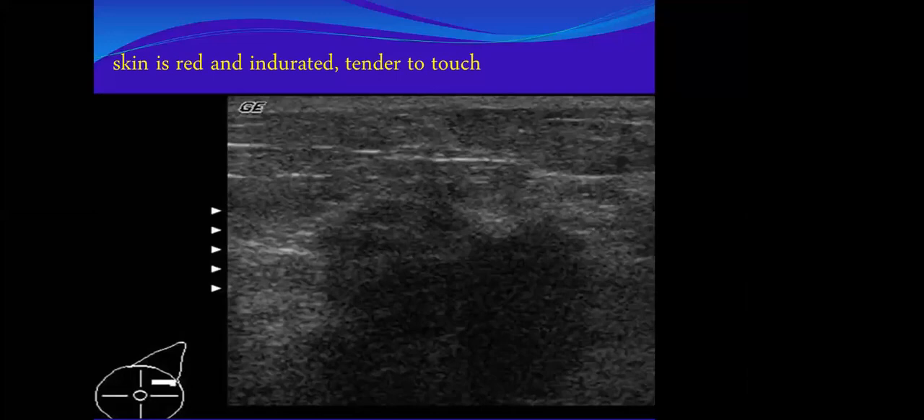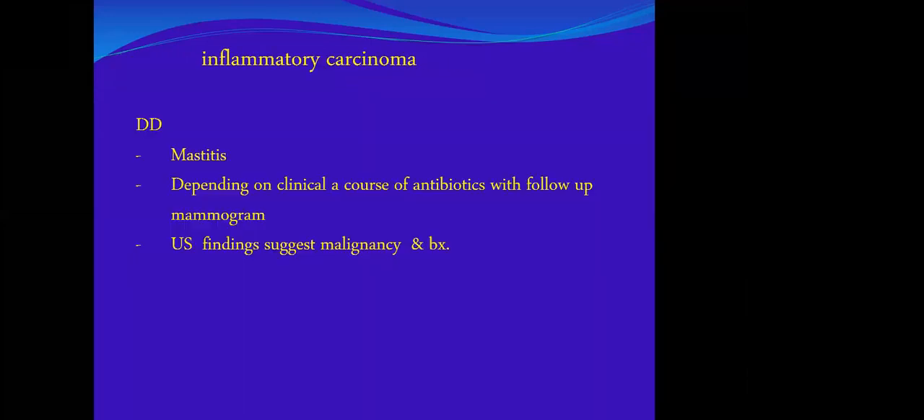So I will not go for BIRADS 5, I'll go for BIRADS 4C, since the differential might include benign inflammatory conditions. It can be just mastitis. It can be carcinoma. So the differential diagnosis includes inflammatory carcinoma and mastitis. Depending on the clinical history, the patient received antibiotics and a follow-up mammogram. And ultrasound-guided biopsy revealed malignancy.